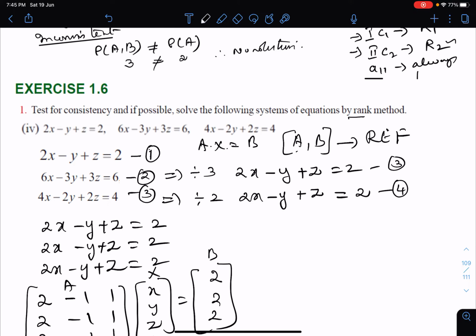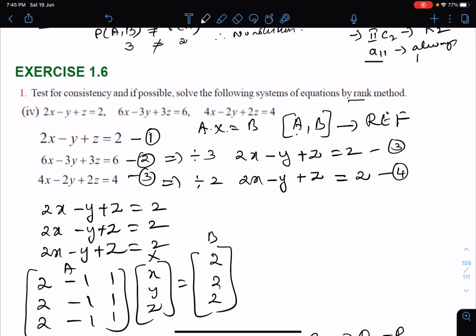Now I have written the three equations. Here, when the second equation is divided by 3, the common factor, you get 2x minus y plus z equal to 2. And when you divide the third equation by the common factor 2, you again get 2x minus y plus z equal to 2. So all the three equations are the same.